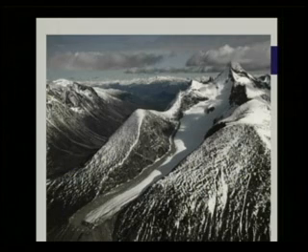This glacier on Baffin Island, Canada, has deposited a lateral moraine, and there it is right there, along the channel, the side, and also an end moraine. There it is, at the terminus.